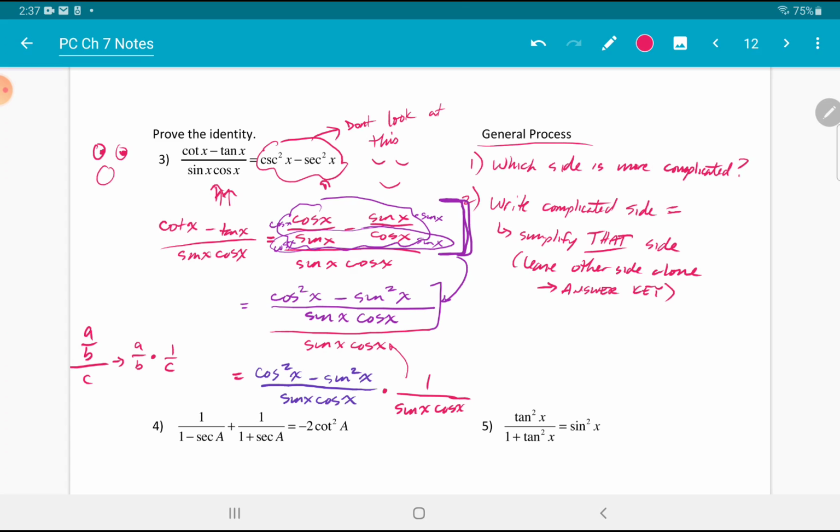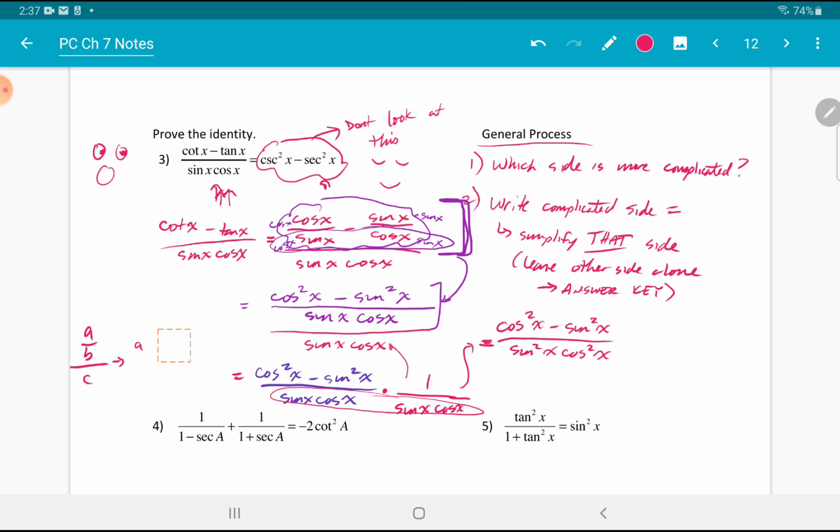So now it's time for me to figure out, what can I do here? Well, I have cosine squared minus sine squared. Notice how the sine x and cosine x are also the same types of terms. They're all being multiplied together. So I could rewrite this as cosine squared x minus sine squared x over sine squared x cosine squared x, since I'm just multiplying everything together on the denominator.